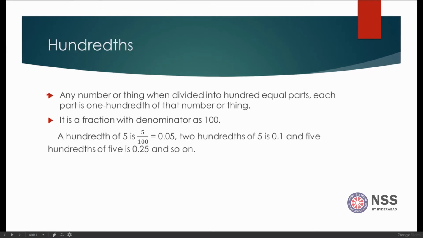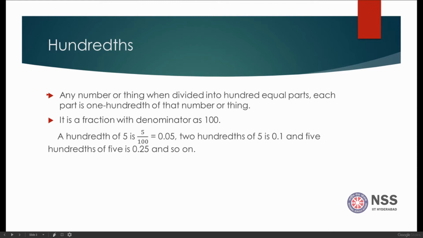Now if you move further, if you divide into 10 equal parts, one part is called tenth. If you divide into 100 equal parts, one part is called hundredth. So, what is a hundredth? It is something which has a denominator of 100. For example, if you take the number 5 and divide it into 100 equal parts, that is 5 by 100. So, 1/100th of 5 is 0.05.